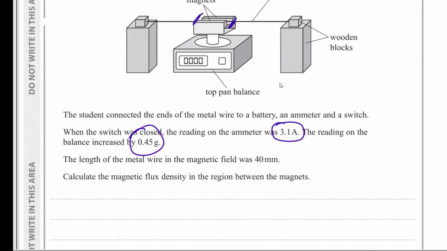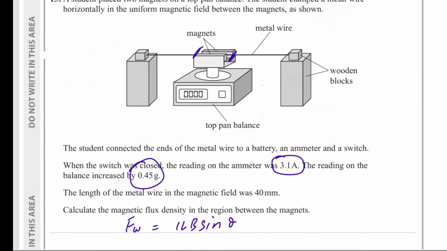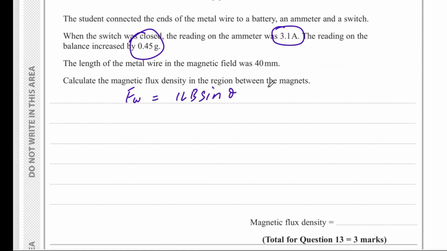I'm just going to keep the weight of this equal to the force acting on a conductor, which is ILB sine theta, right? So the weight acting on that wire must be equal to ILB sine theta. So the weight can be calculated by using the mass. You can see that the mass is 0.45 grams. That could be 0.45 times 10 raised to the power of -3 times 9.81, is equal to the current.